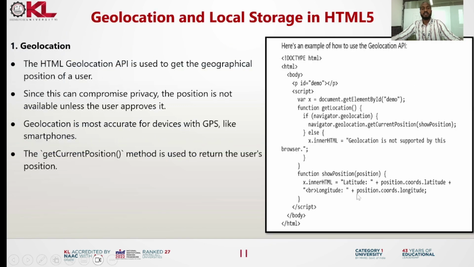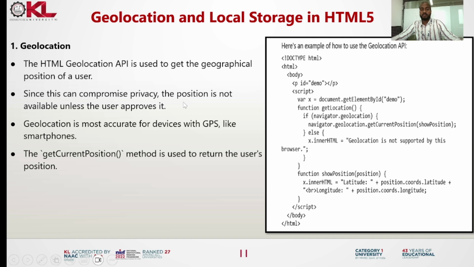So the last ones are geolocation and local storage, which we can take up. For that, we give the code also, so just go through this code. From that you can understand everything. I created a function, getLocation, if navigator. So here you see, we are using an API to get the geographical position of any user.